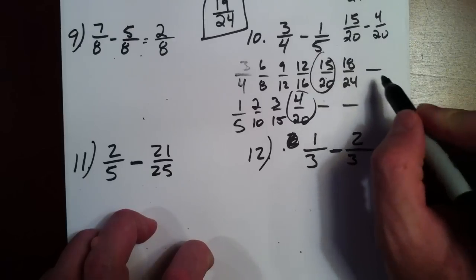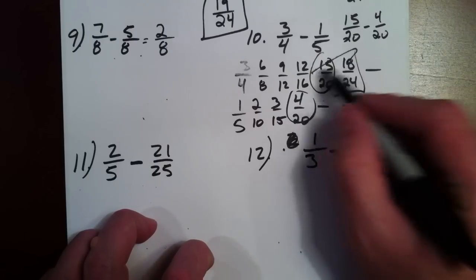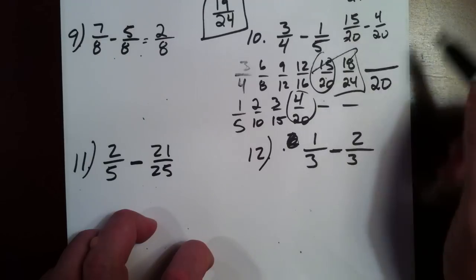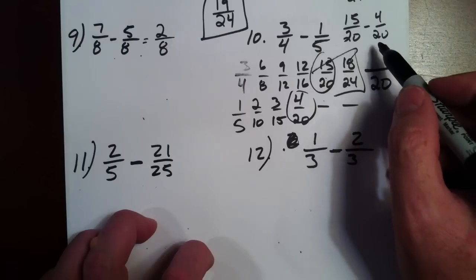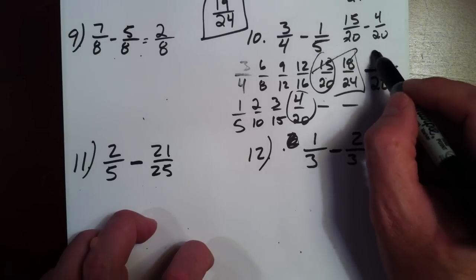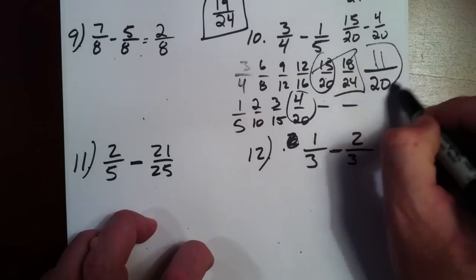So we know, let's get rid of all that. We know that 20 is going to be on bottom. We say 15 minus 4, and that will be 11. Yeah, 11. And 11 over 20 does not reduce.